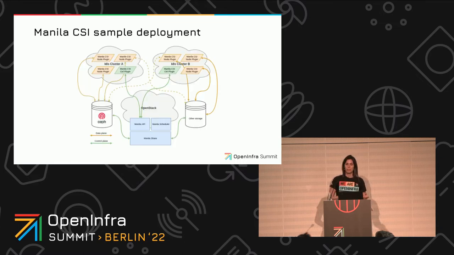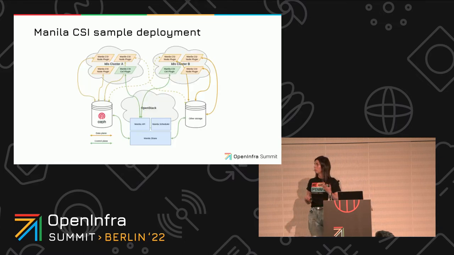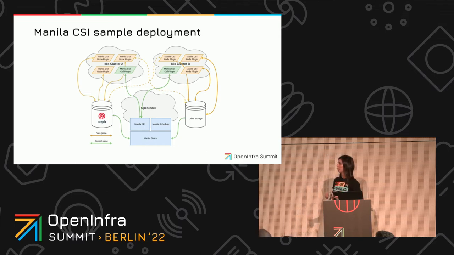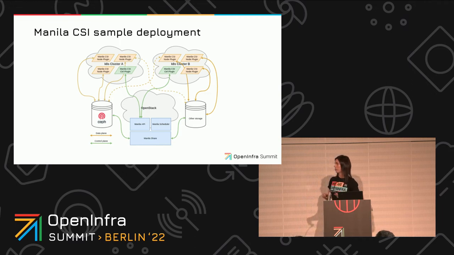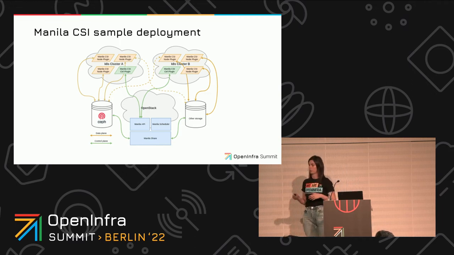Having this in mind, let's take a look now at this sample deployment. In this deployment, we are imagining an OpenStack cloud in which you have your Manila service running. And in this cloud, you have two different Kubernetes clusters running. And you have two different storage backends providing Ceph shares and NFS shares or, well, other storage shares.